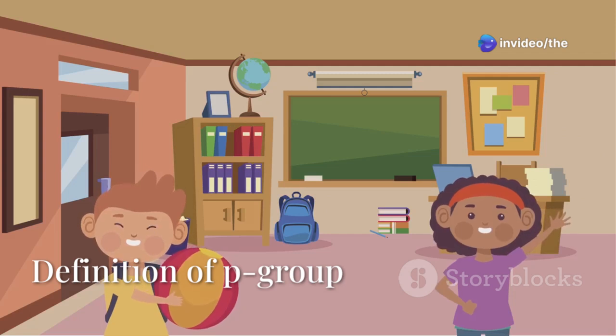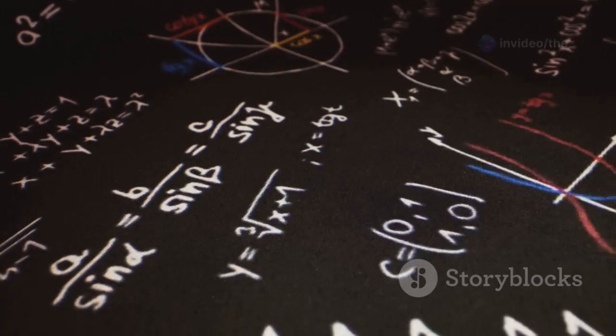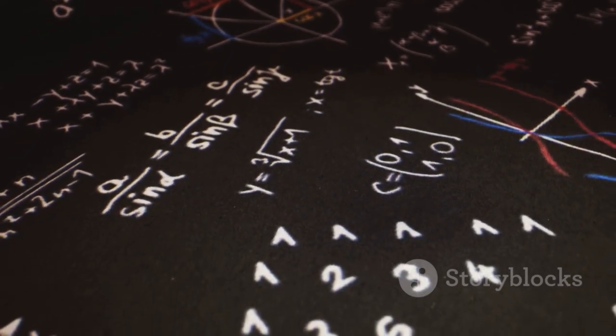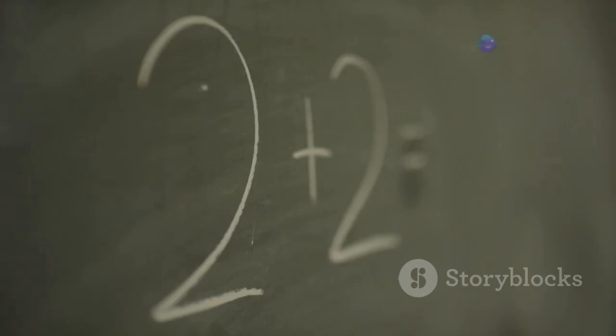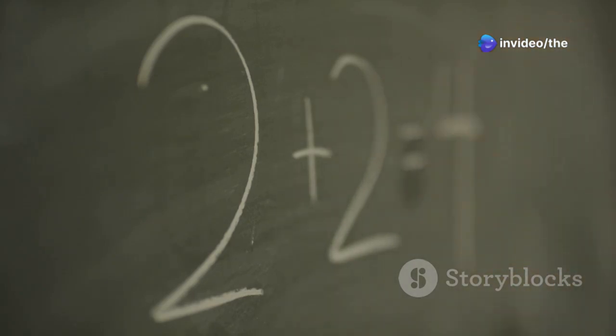Before we dive into the theorems, let's make sure we're on the same page about some key concepts. A p-group is a group where the order of every element is a power of a prime number p. For example, if p equals 2, then the group's order is 2, 4, 8, 16, and so on. Got it?